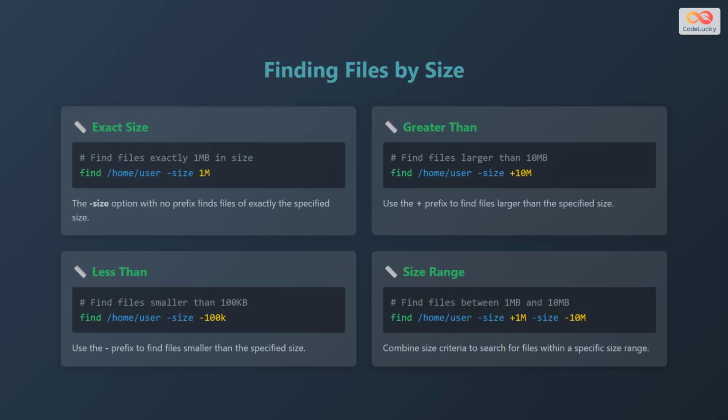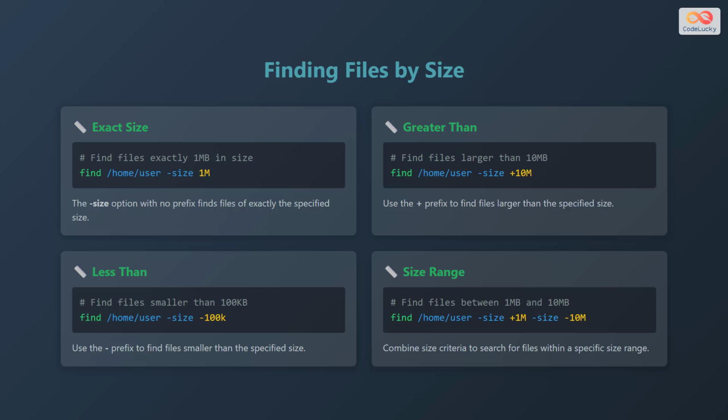Let's explore how to find files based on their sizes. To find files that are exactly 1 megabyte in size, you would use the command find /home/user -size 1M. The -size option without any prefix finds files of exactly the specified size. To find files larger than a certain size, use the plus symbol, +, before the size. For example, find /home/user -size +10M will find files larger than 10 megabytes.